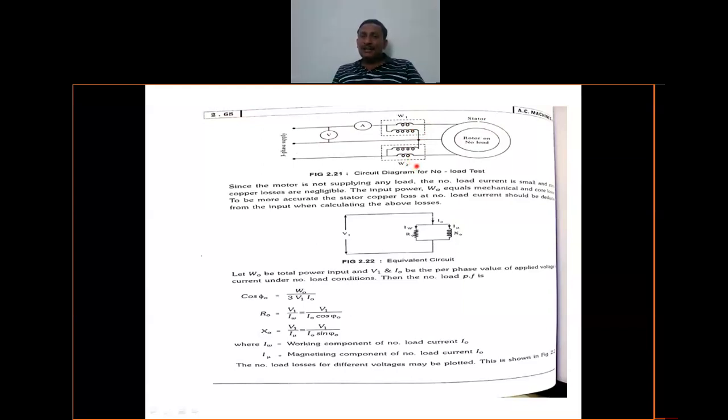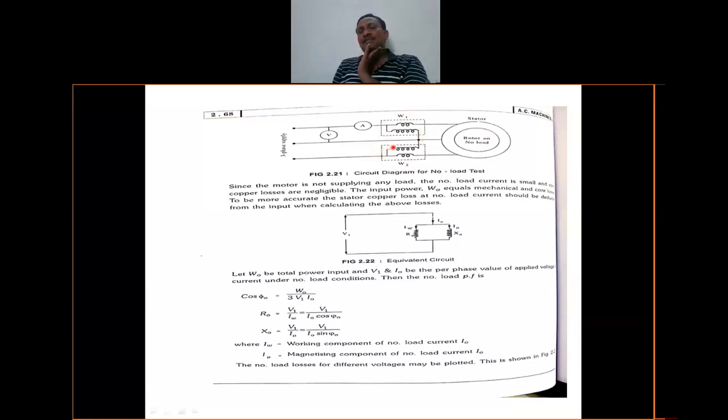That means the motor takes power for the no load losses, that is core losses or iron losses. And in order to rotate against the opposition of friction and windage, it also takes friction and windage losses, which are also known as mechanical losses. This is the experimental procedure.